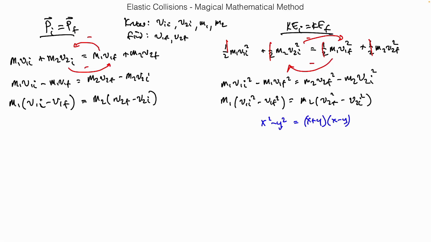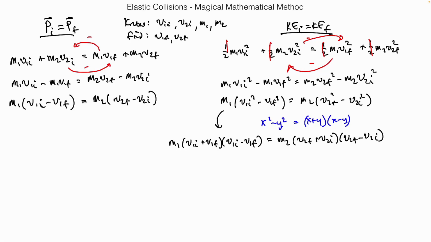So what does this become? It becomes M1 times V1 initial plus V1 final times V1 initial minus V1 final. I did that right? Yes, because V1 initial is like x, and V1 final is like y. And then over here, same thing happens: V2 final plus V2 initial times quantity V2 final minus V2 initial.